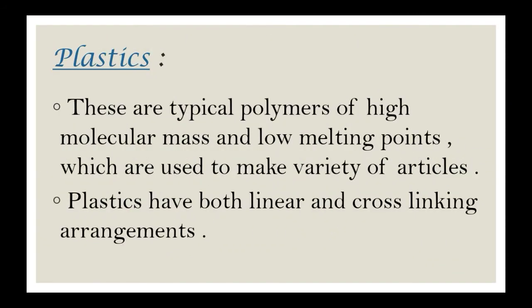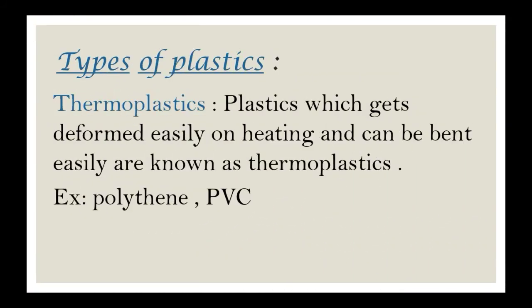Next, plastics. These plastics are used in our daily needs. What are these plastics? Plastics are typically polymers of high molecular mass and low melting points, which are used to make a variety of articles. Plastics have both linear and cross-linking arrangements. Based on these linear and cross-linking arrangements, plastics are of two types.